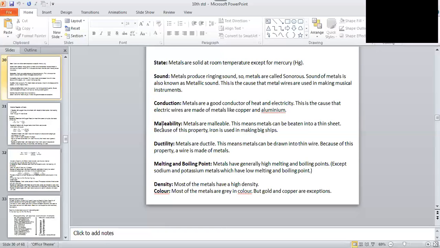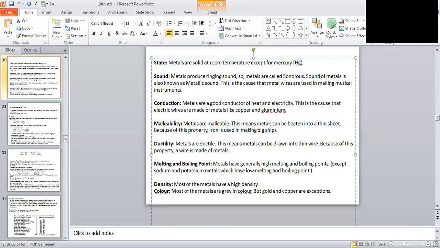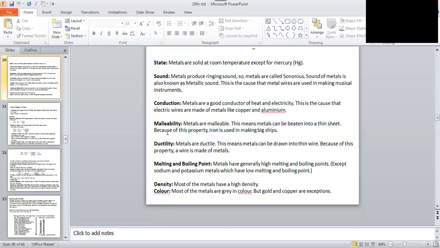The next property of metals is malleability. Malleability means that when a metal is hammered, the metallic part becomes converted into a thin sheet. So this property is called malleability. This property is used in making big ships. So that is an important property of metals.